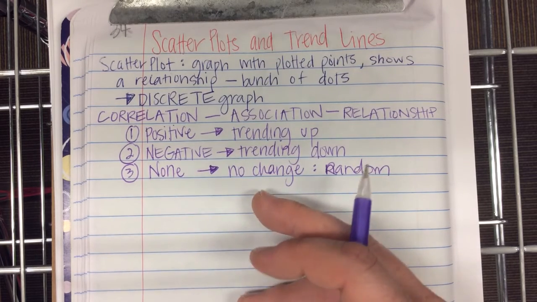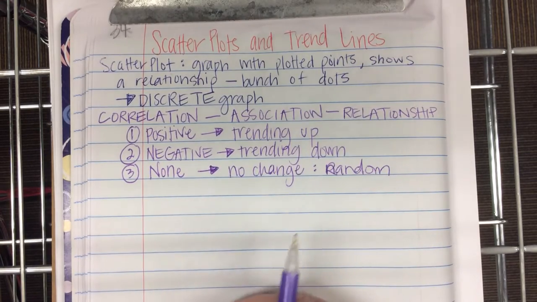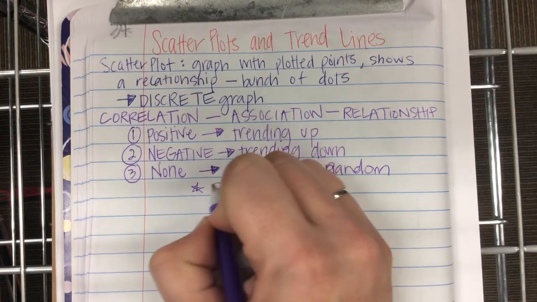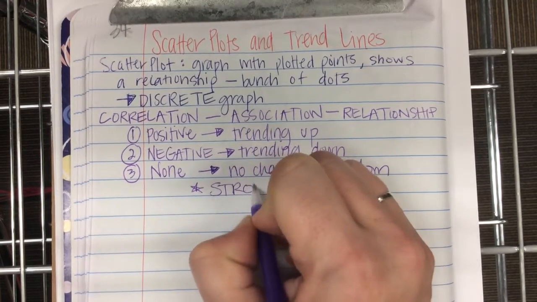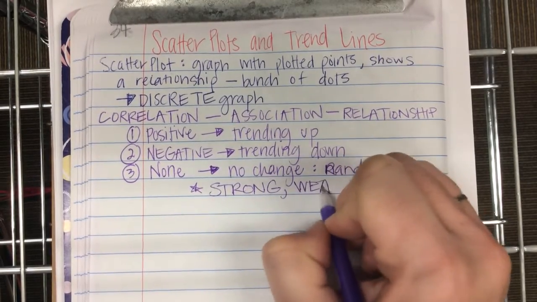Within positive correlation and within negative correlation, there are adjectives like strong or weak.